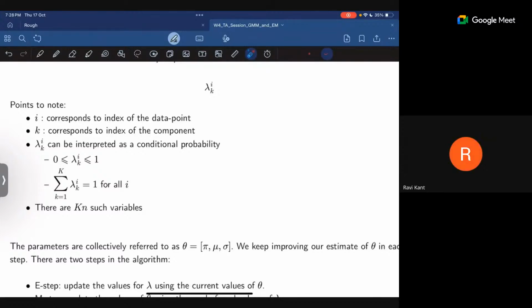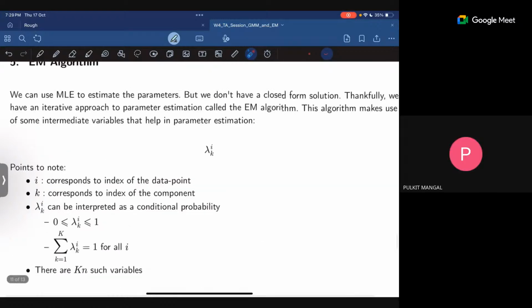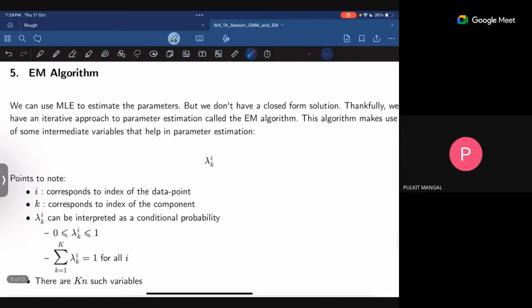Could you explain each once again? Yes, sir, this is key. I will just start again, maybe from EM.